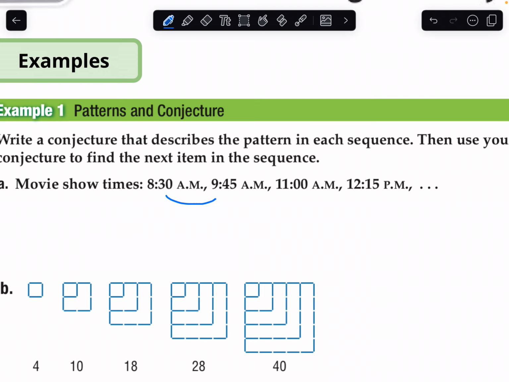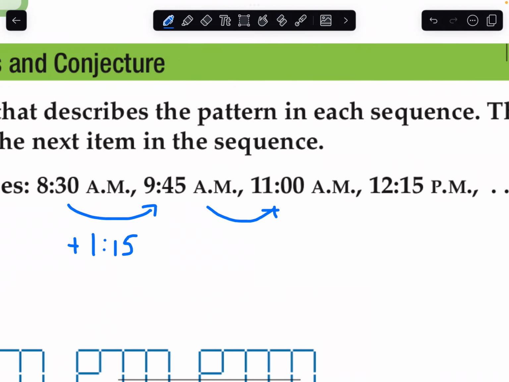So from one to the other, 8:30 to 9:30, that's plus 1 hour. And 30 to 45, that's an hour and 15 minutes. Then the third one is at 11. So from 9:45 to 11, 15 minutes makes it 10 o'clock, another hour and 15 minutes there, which is the same. And then let's see, 11 plus 1 hour makes 12, plus 15 minutes makes 12:15. That's perfect. Okay, so it's plus an hour and 15 minutes every time.